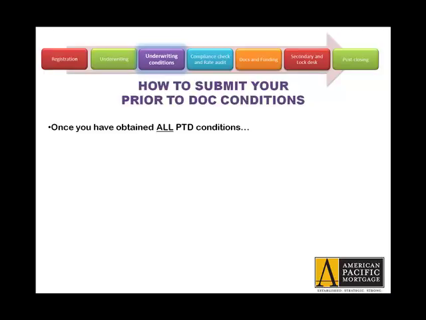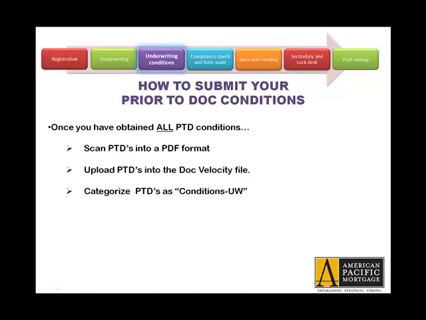Once all prior to doc conditions are in, you may be asking yourself, where do I send them so they will get in the right person's hand, in the right team's hand? The good news is we have a new, more efficient way of sending your conditions to your underwriting team. The first step is to scan your documents into a PDF format. You will then upload your conditions into the DocVelocity file and label them conditions-UW, conditions-underwriting. Once the conditions are uploaded, the underwriting team will organize your conditions after they are reviewed.